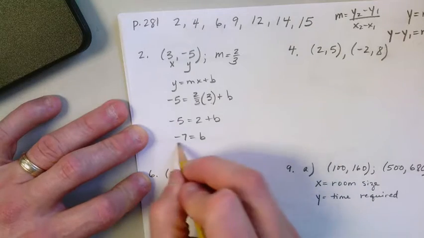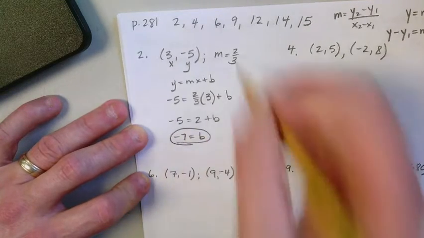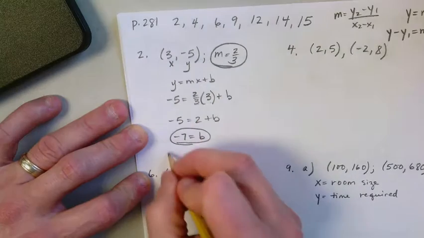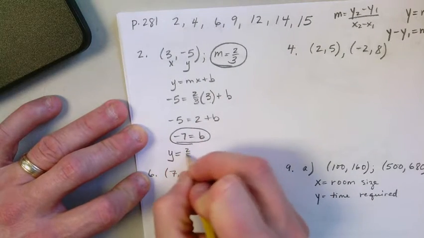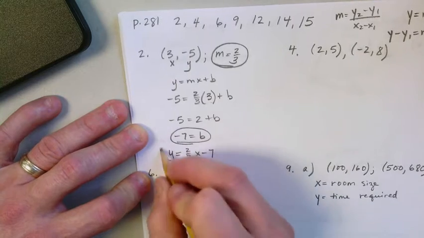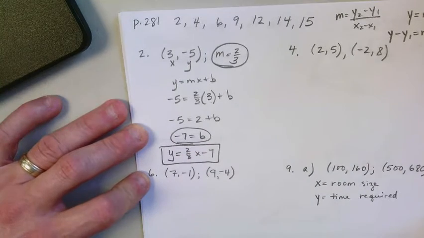Now, I can't emphasize this enough. If you're using this form, take that extra step and show the final equation as your answer. Okay, y equals 2/3 x minus 7 is our final answer.